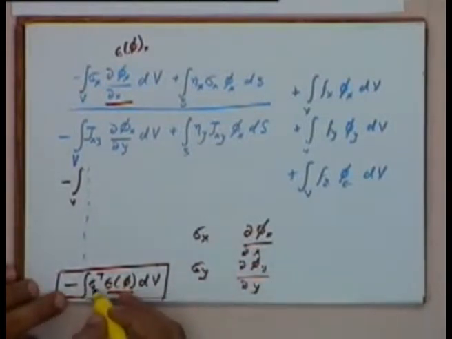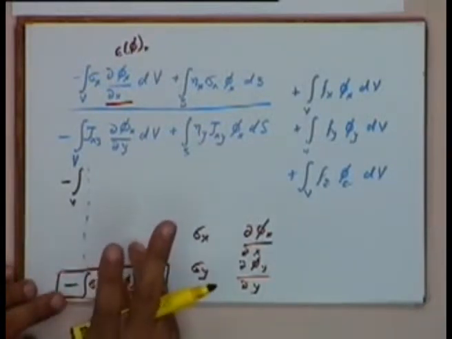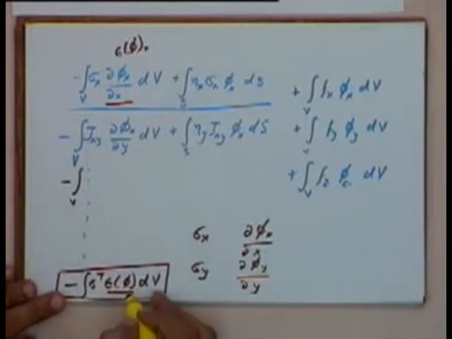Okay, and this sigma is the actual stress in the body because of the existing loads. This sigma and epsilon are because of two different factors. Epsilon of phi is because of the virtual displacement, sigma is because of the actual loads.